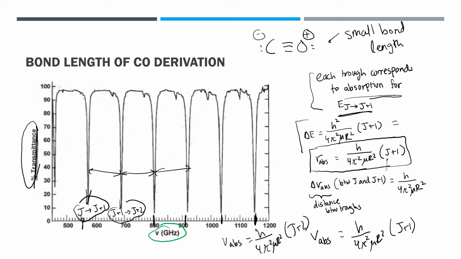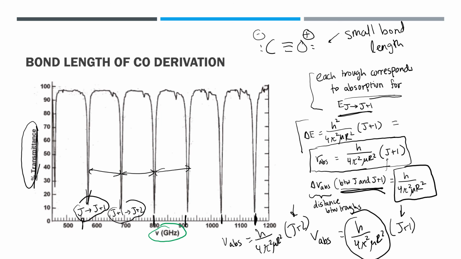Now I'm looking at the delta between these two, so I take my j plus 1 to j plus 2 frequency and subtract from it my j to j plus 1 frequency. The difference between them, which is what I've written here, corresponds to h over 4 pi squared mu r squared. You can see that pretty easily: this one's j plus 2, this one's j plus 1, so if you subtract them, you just get this term.